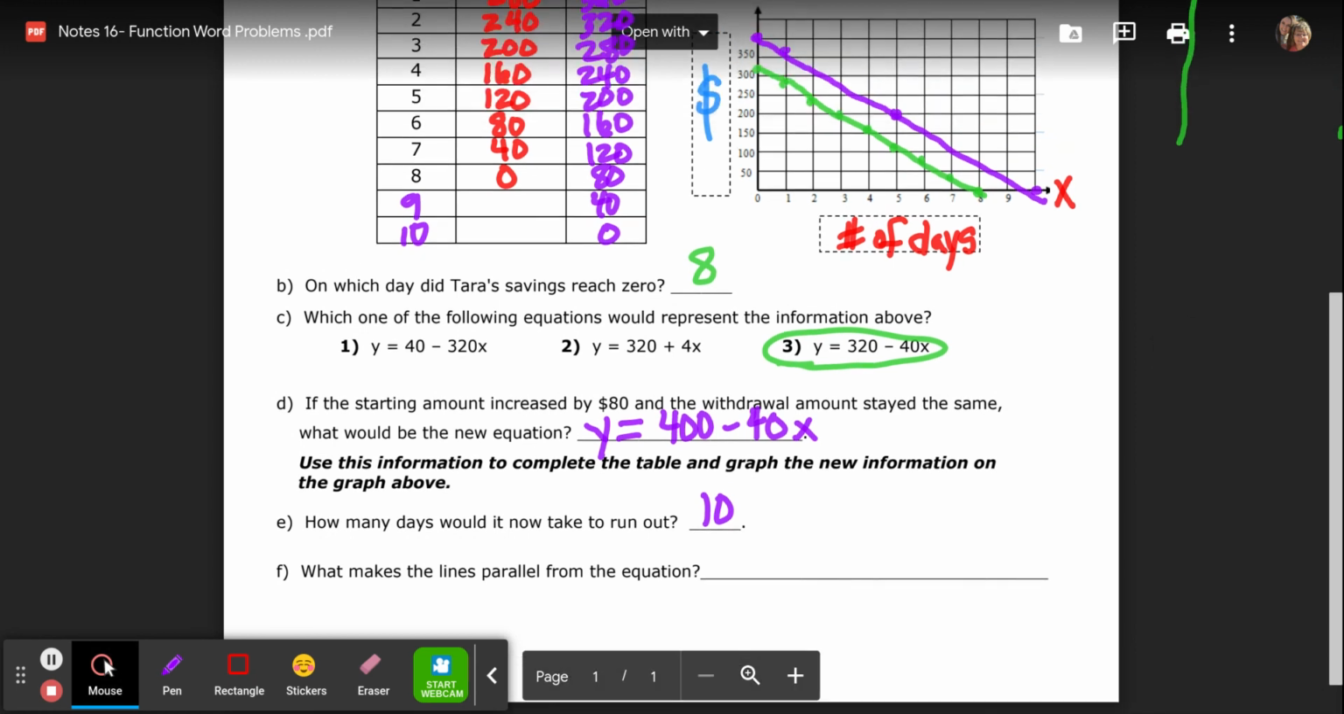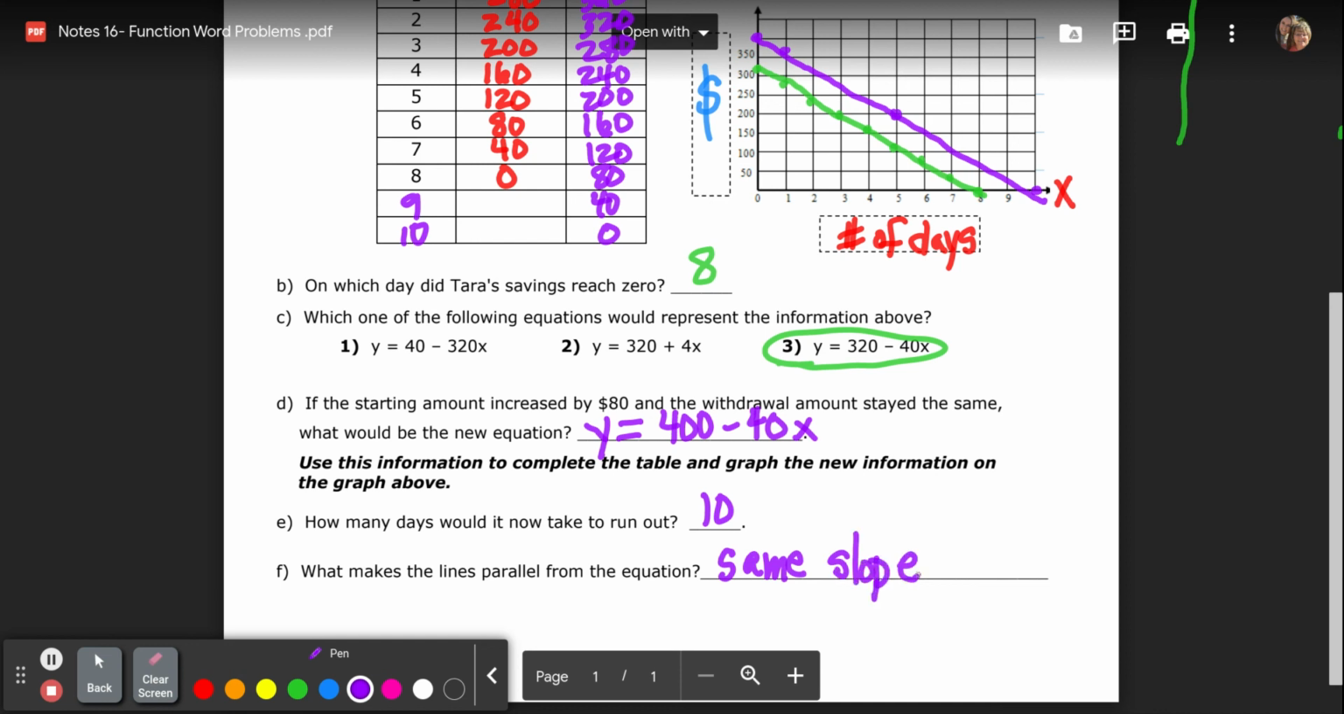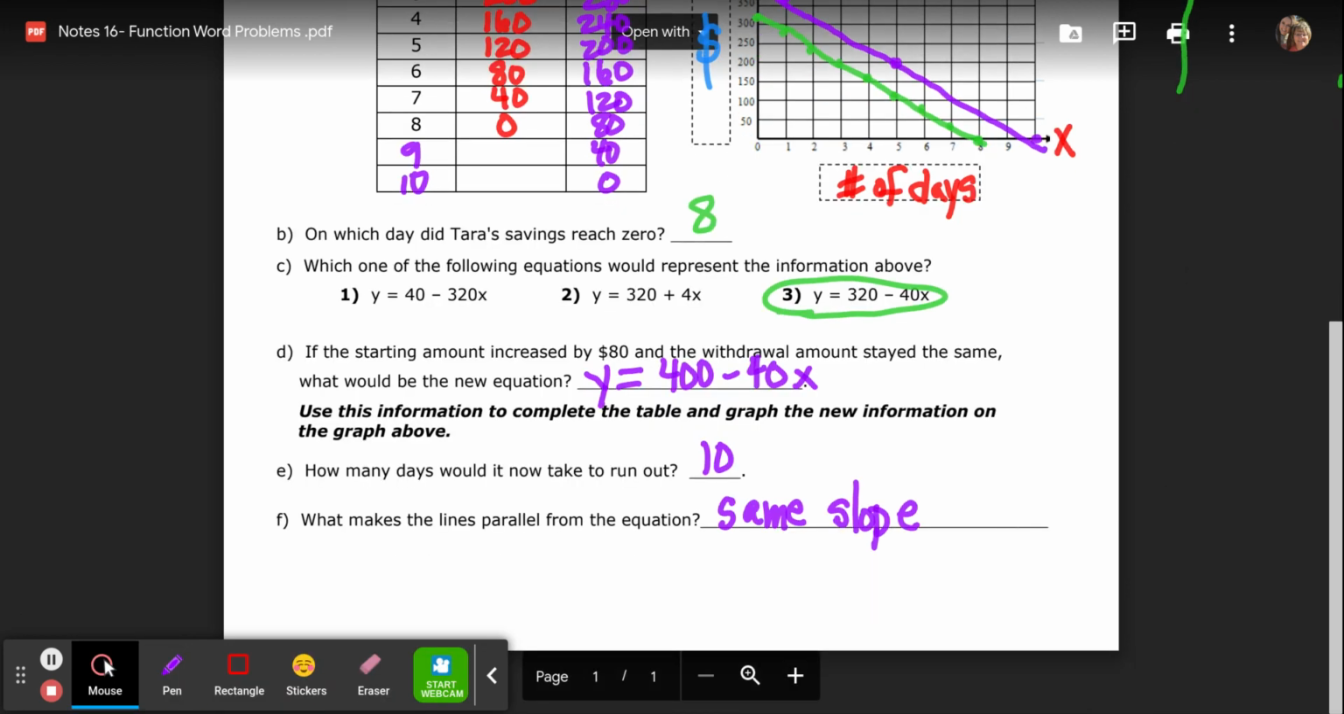So now let's go answer this question down here. So it says, what makes lines parallel from the equations? Well, same slopes, which is the rate of change. All right, that's it.